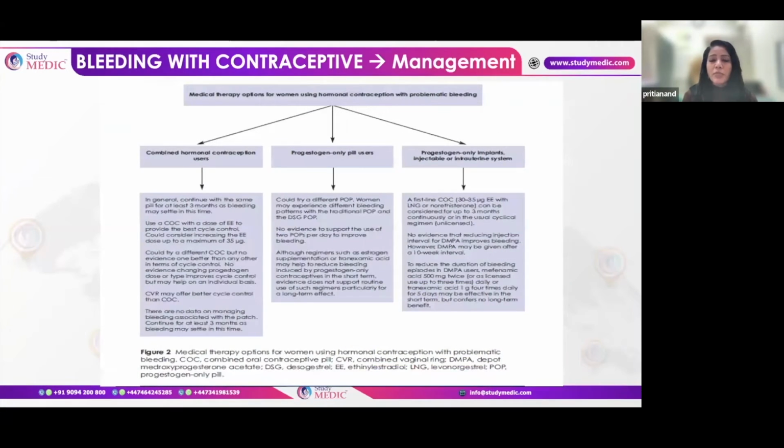Medical management for any type of hormonal contraceptive, if there is irregular bleeding, you need to start with the CHCs. Basically, if the patient is already taking a CHC and she has additional problems, then you can increase the estrogen dose. With POP, if there is a problem, you can change from brand to brand. That means if she was earlier taking desogestrel, now you can change to a traditional POP. But if that is not helping, then you can add on estrogens. With implant, injectable, and intrauterine system, you can start with CHCs given continuously with them for 3 months. If the patient has any contraindication for estrogen therapy in any of the groups, then you can use either mefenamic acid or tranexamic acid during that period.